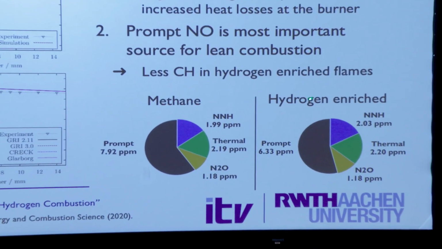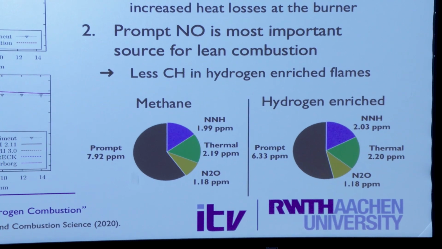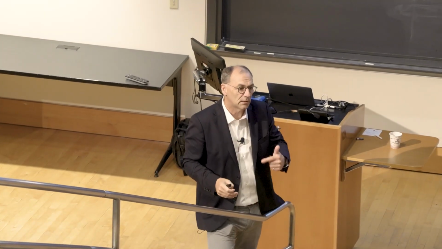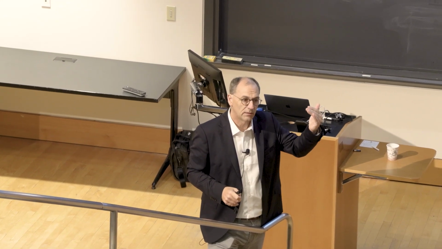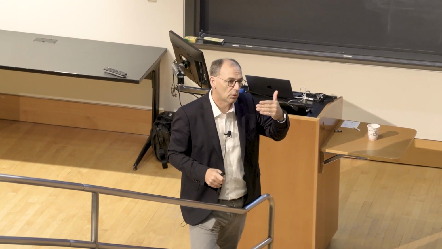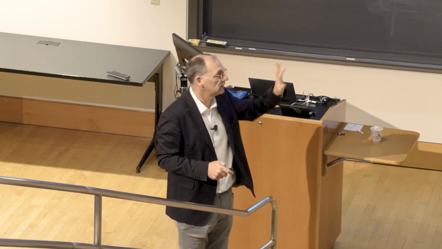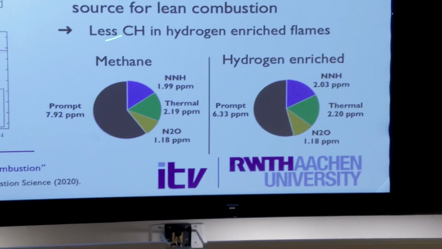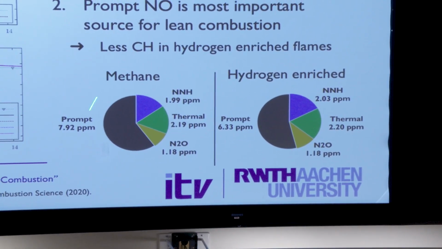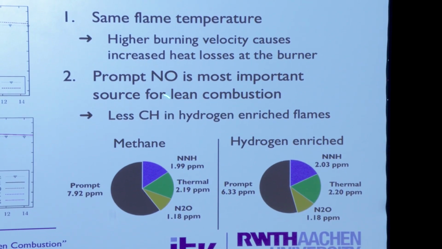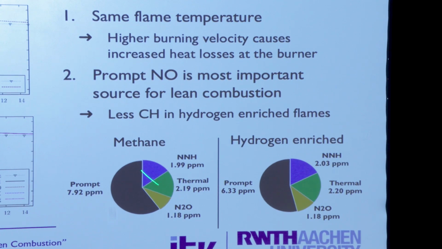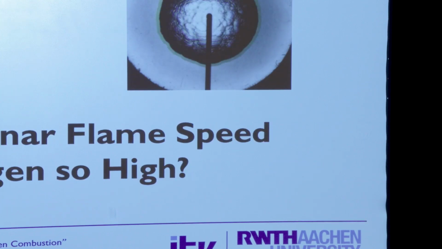And if you add hydrogen, first of all, the flame burns faster. And because it burns faster, it goes closer to the burner, so you have more heat losses, which is why in this particular burner, the temperature is not higher, even though the adiabatic temperature would be higher. And so you don't get more thermal NOx. But that's a special thing about this burner. But then, of course, prompt NO is so important for lean hydrogen flames, for lean methane flames, and if you have more hydrogen, less carbon, then you get less prompt NOx, and that was the reason why we get less NO. So there are interesting things happening.